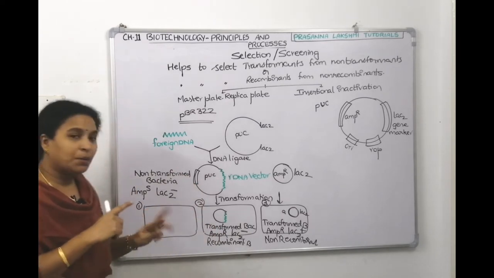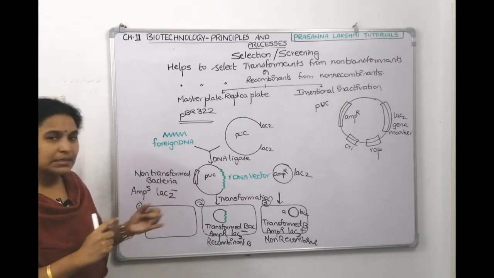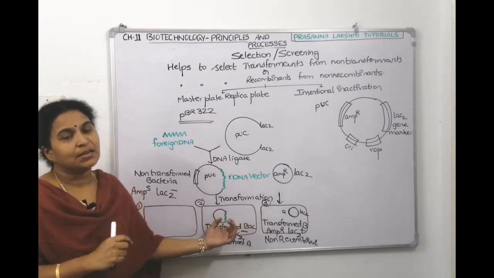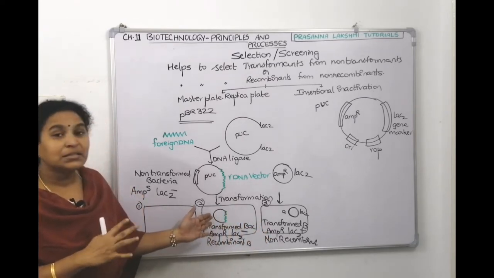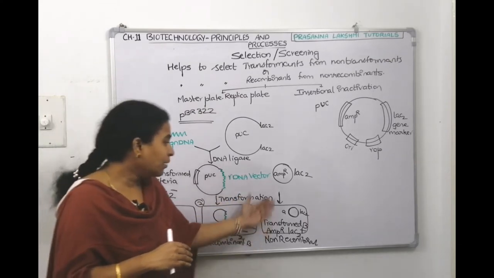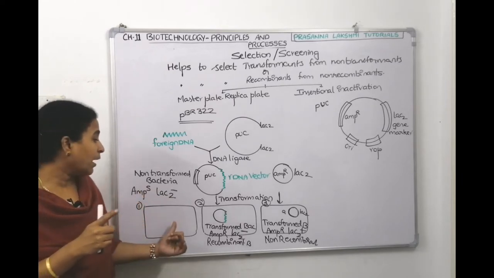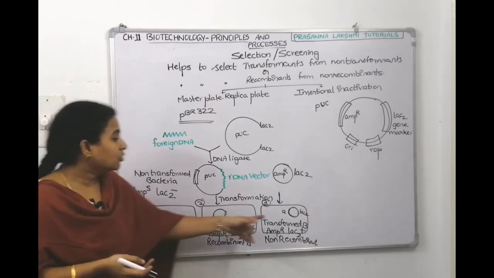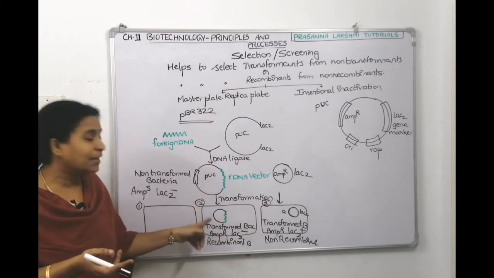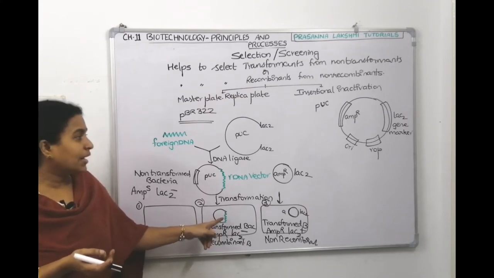So, after transformation, you will get three categories of bacteria. One bacteria did not participate in transformation, so it will have neither ampicillin resistance nor lacZ. The second and third bacteria are transformed bacteria. But the second is the lucky one which took the recombinant vector, and the third is the unlucky one which took the unaltered vector. So which bacteria do you want to pick? One in which nothing is there, or one where the desired foreign DNA is not there, or specifically the bacteria where the desired DNA is there? We want only this one. Then how to do it?